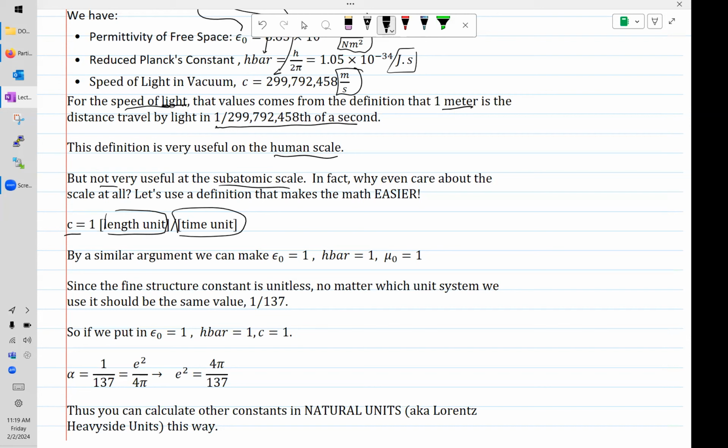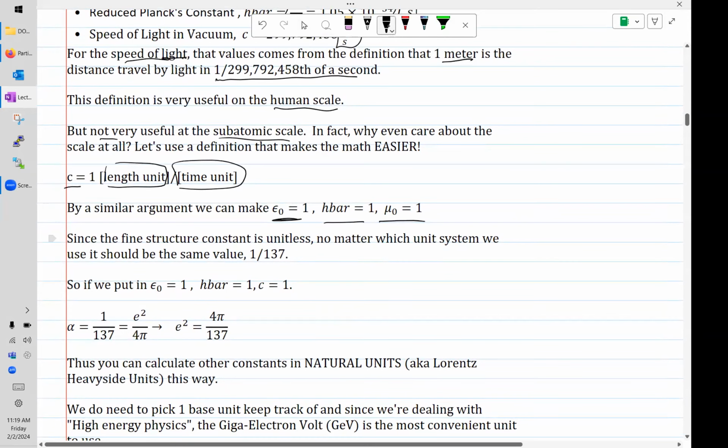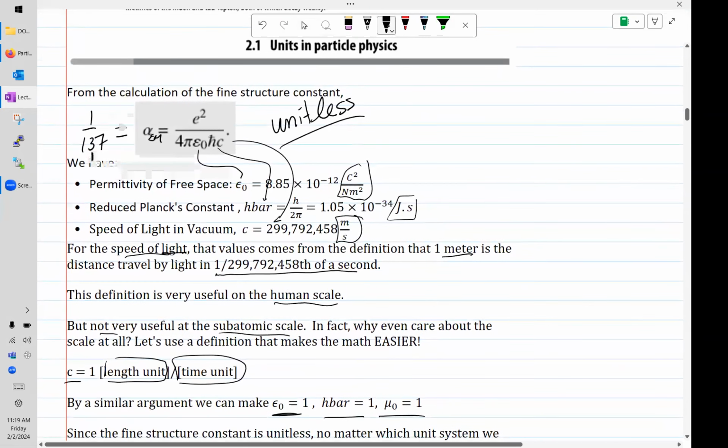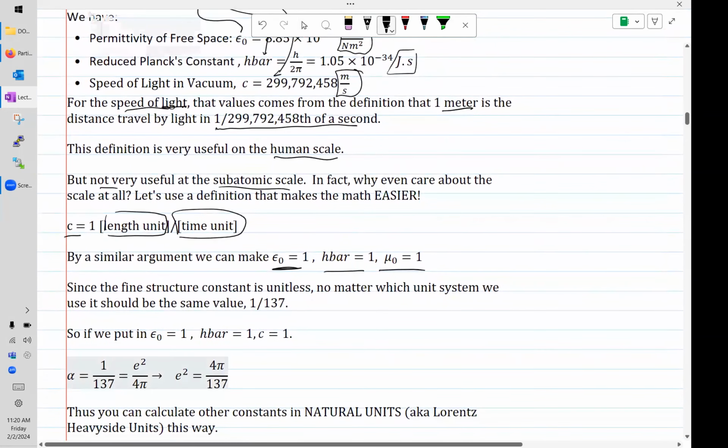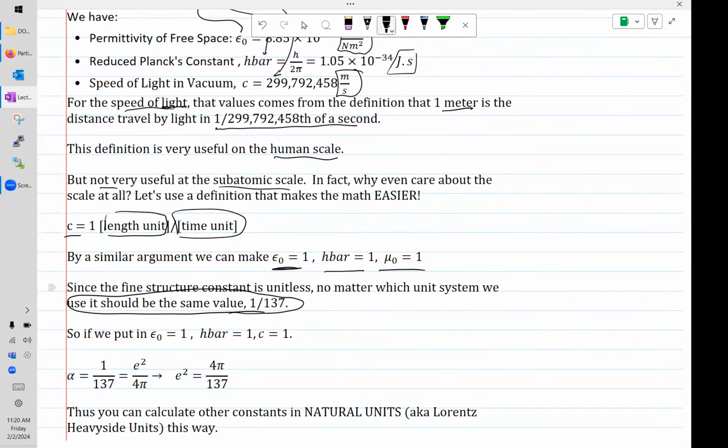Similarly, let's not deal with any of these conversion factors. Let's make epsilon naught equal to 1, h bar equal to 1, mu naught equal to 1. And we know for a fact that since this equation up here is unitless, no matter what units we use for these things, instead of using Coulomb, we use something else, the electric charge is actually unitless in this unit system. The coupling constant for electromagnetic interaction is still going to be 1 over 137. It's not going to change, right? You guys believe me?